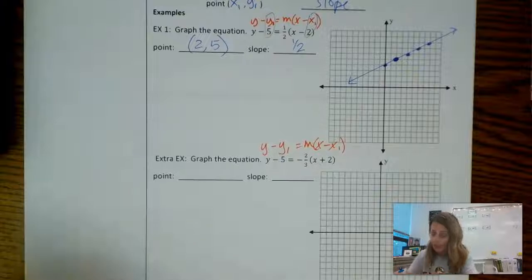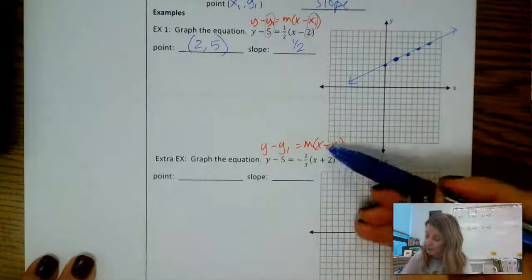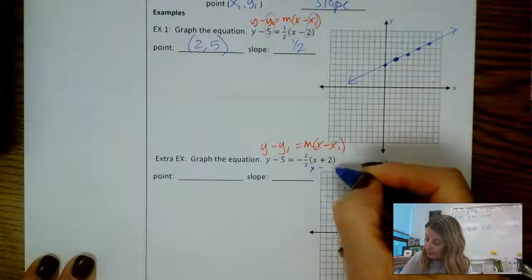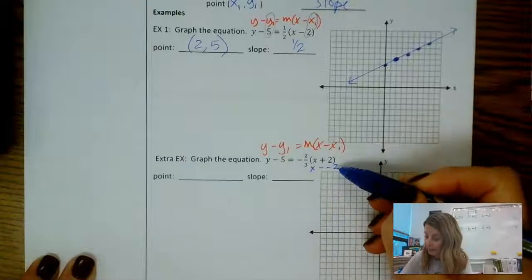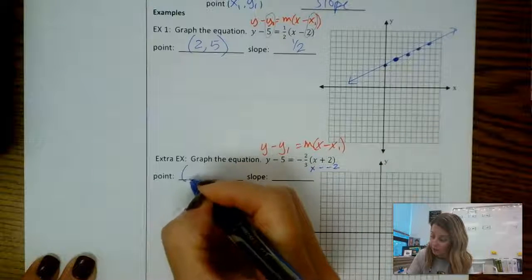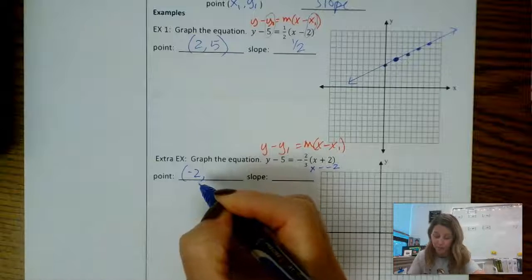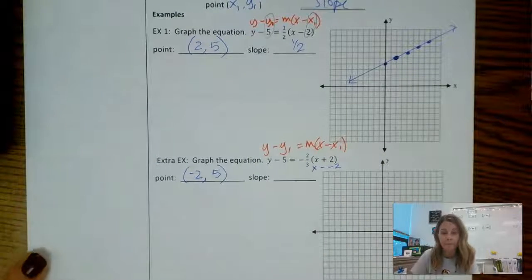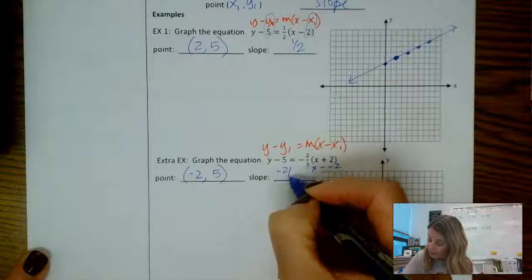Okay, in our point here, our x1, so see how it says plus 2. So that means it used to say x minus negative 2. That's how that became positive. So our point is going to be a negative 2, and then the y is going to be the positive 5. Okay, your slope is negative 2/3.